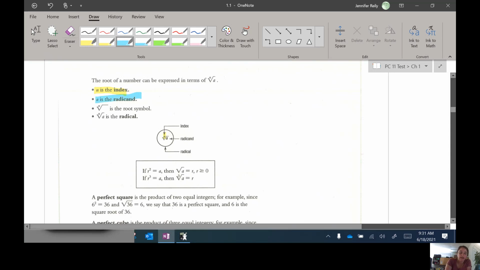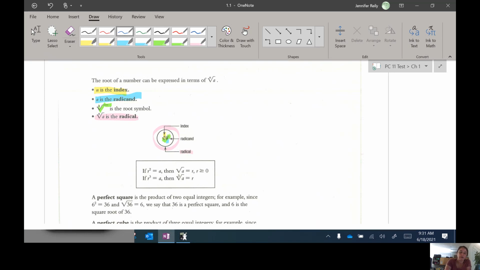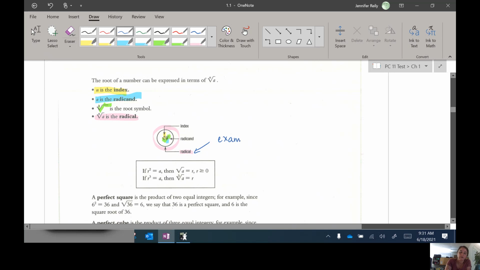A is called the radicand. That's the number that's inside the root. The root, this is called the root symbol. And the entire thing is called a radical. So an example of a radical would be something we were just doing there, cube root of 8. That's a radical, okay? The index would be 3, and the radicand would be 8, but the entire thing would be called a radical.